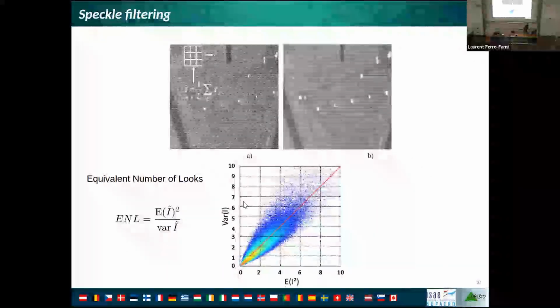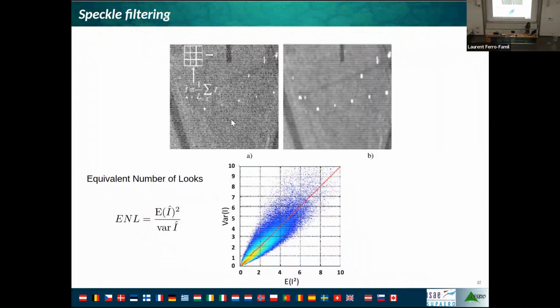This is the original full resolution image, which is affected by speckle. And we are going to apply a sliding filter, which is called a convolutional filter. How does it work? It's very simple. The pixel in the center of the filter will be equal to the sum of all the pixels divided by the number of pixels. So you just average the intensity. It's an averaging filter.